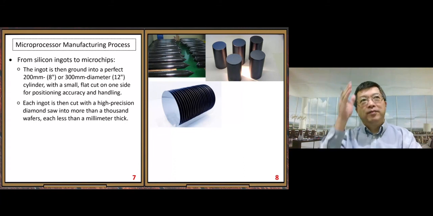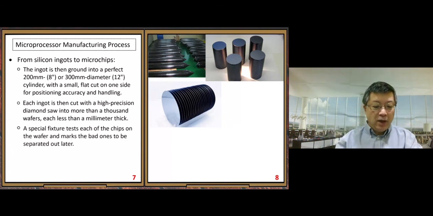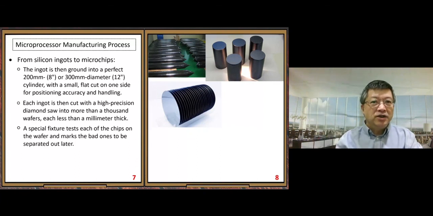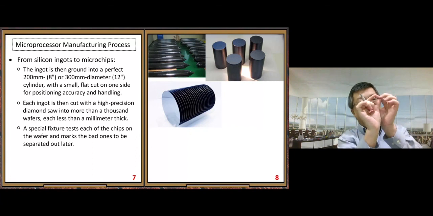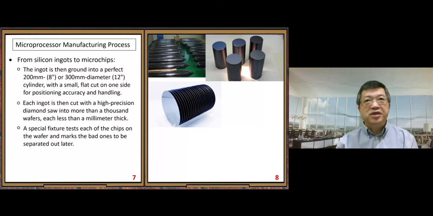Then we move to the next step, testing with a special fixture. Before we do the cutting, we need to test each of the chips. Each chip has a rectangular shape, but very close to square, not an exact square.